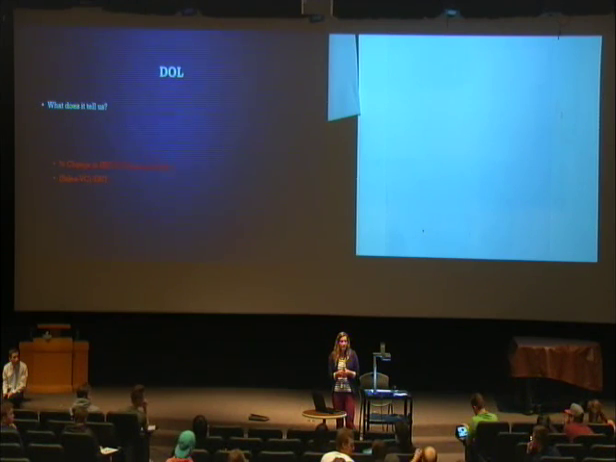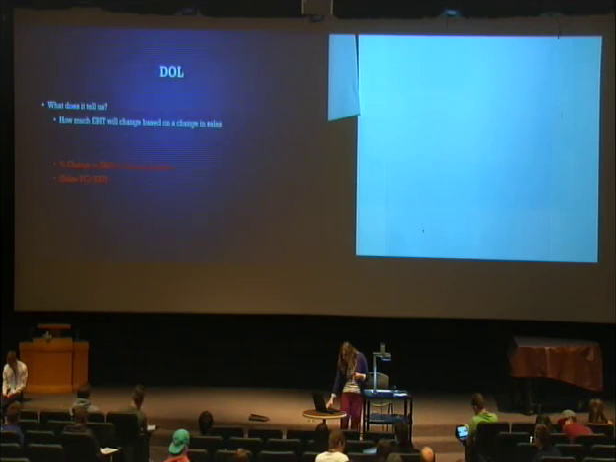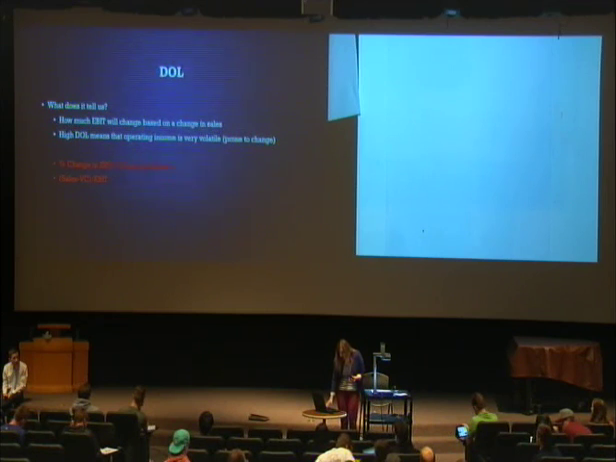Exactly. So again, it's a change. It's the risk. How much your percentage change in sales will affect your percentage change in EBIT. So how much EBIT is going to change based on your sales change. A high DOL means that the operating income, or the EBIT, is very volatile. For example, actually we're going to do an example in a bit. So keep that in mind.